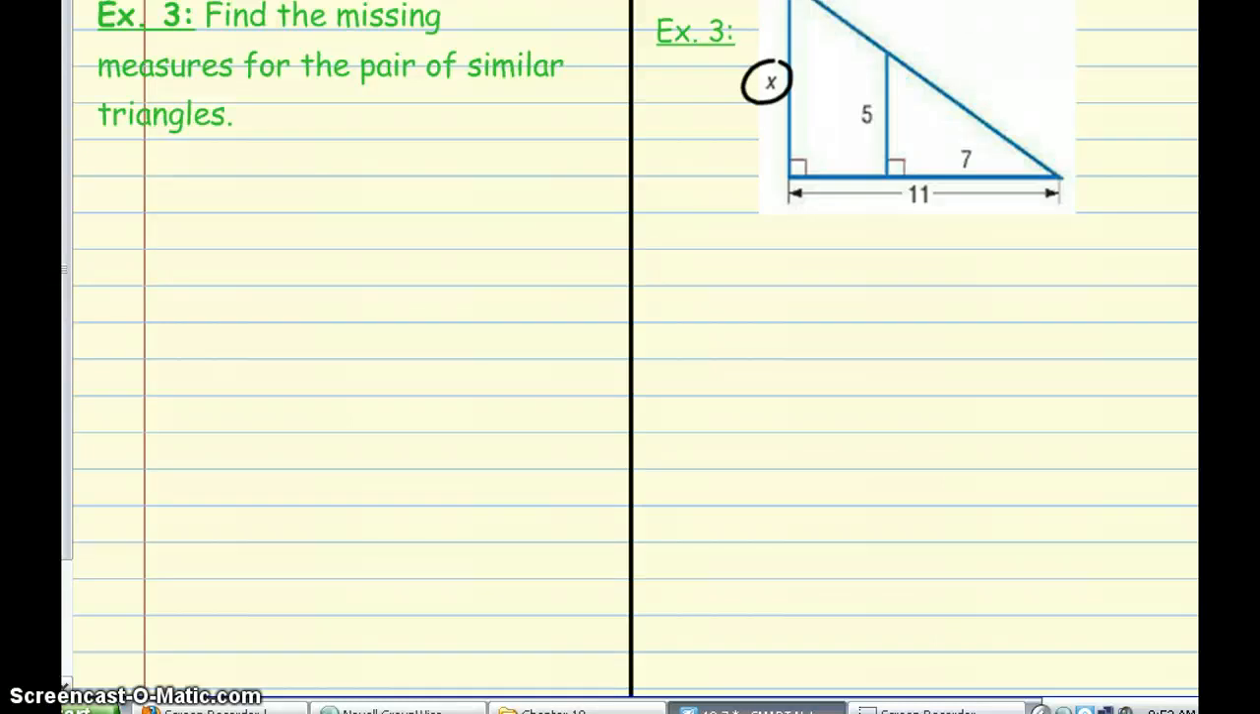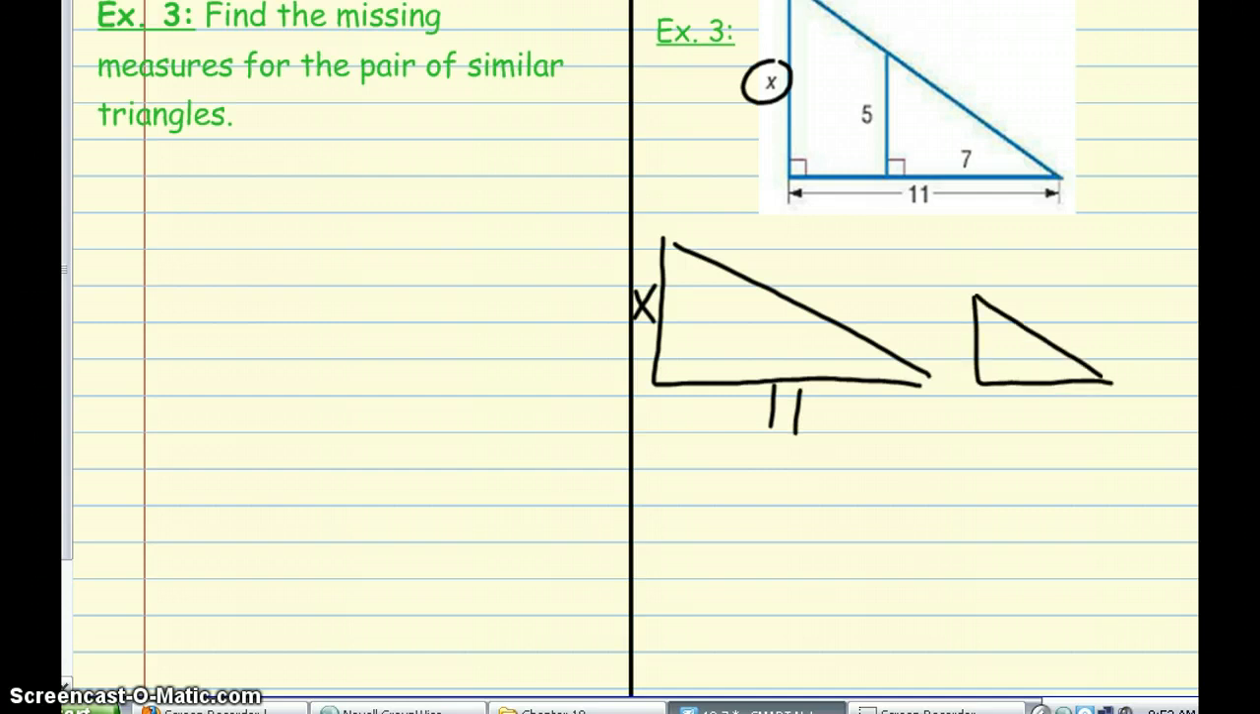What I'm going to do is take these two triangles and separate them out. So I've got the big triangle. This length is x. The bottom length is 11. And I've got this smaller triangle where this is 5, this is 7. Okay, and we know that these are right angles. And because this little triangle is nestled right inside here, we know this little angle is the same. And if two of the angles are the same, then we know that this third angle is the same as well.